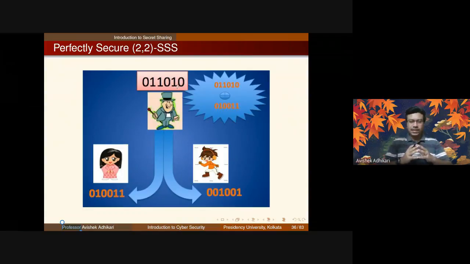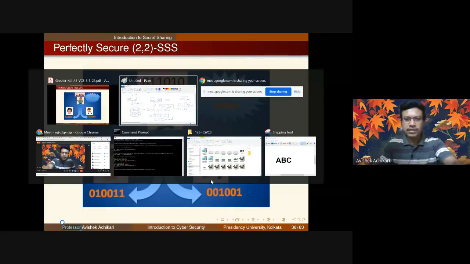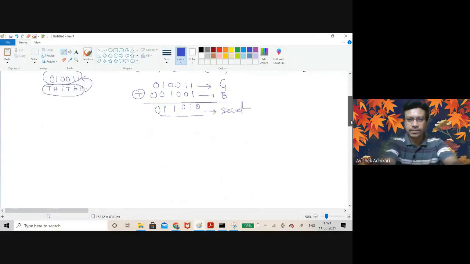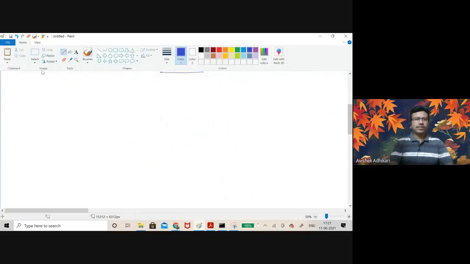But the question is, as I claimed just now, that both this boy and the girl will not have any extra information. So how do you prove that? Okay, to do that, let us do some very basic, simple probability calculation. Just now we have seen that the probability of tossing 0 and the probability of tossing 1, that means tail and head, is exactly half.